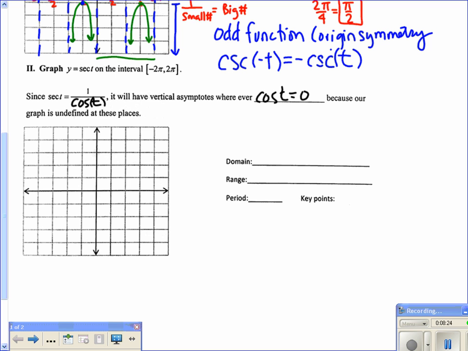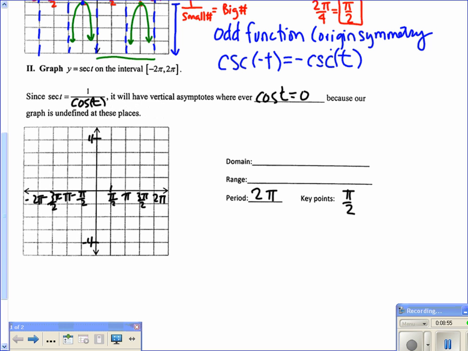So for this, I'm going to graph with the same key points that I used for my last graph. So I know the period, which I'm going to tell you is still going to end up being 2 pi. So that's why we know our key points are going by pi over 2. So this would be pi over 2, pi, 3 pi over 2, 2 pi, and then negative pi over 2, negative pi, negative 3 pi over 2, negative 2 pi. And then this would be 4 and negative 4.